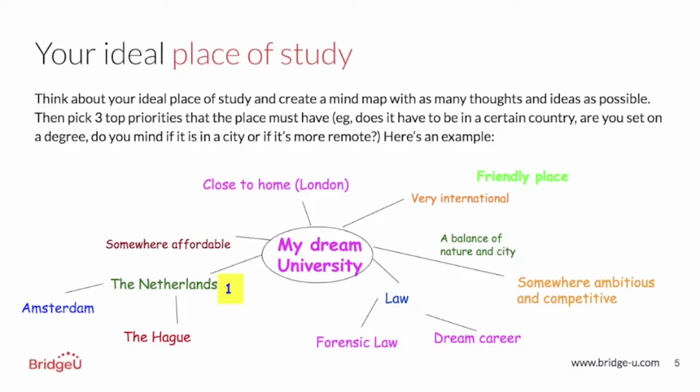The Netherlands is my top pick, as it is an affordable place with reputable universities. I'm set on studying law, so that's also another priority, but I don't really mind what type of degree, what type of law it is. And I'm open-minded to all of the other factors, but I'm going to be picking Amsterdam as my 3rd priority because I've heard it's a vibrant city and lots of international students go there.